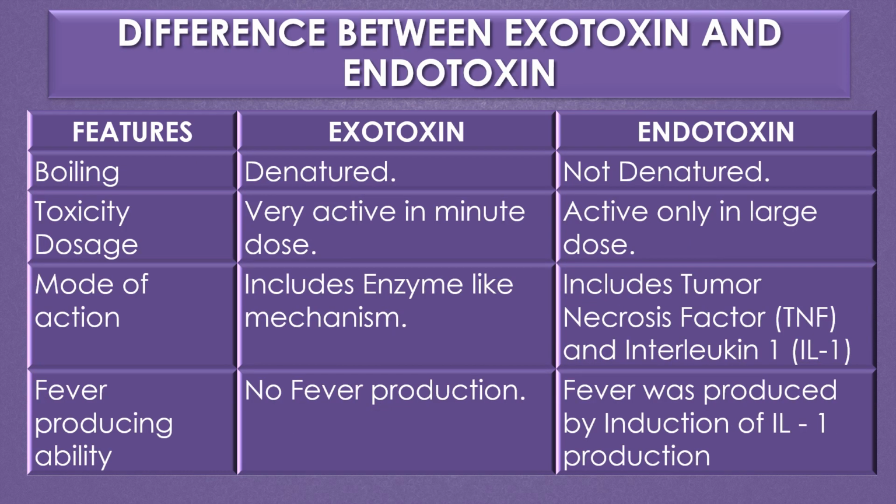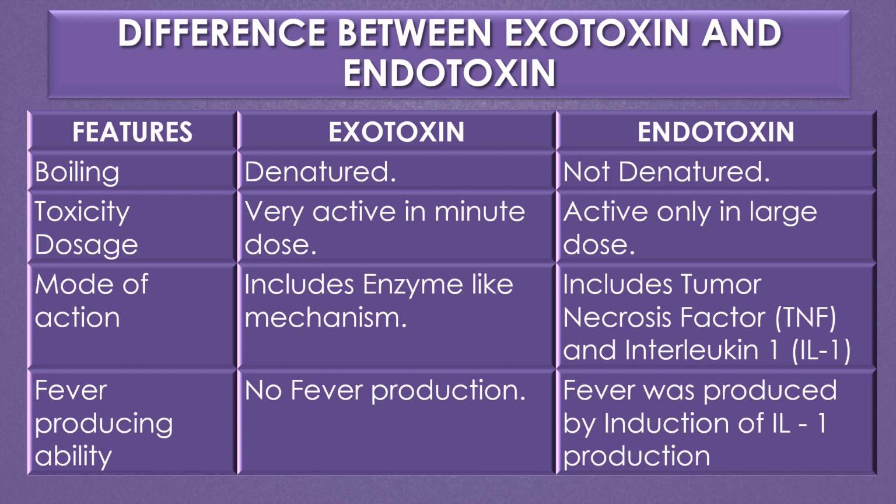And next, boiling. Exotoxins are denatured on boiling, but endotoxins are not denatured on boiling. Regarding the toxicity dosage, exotoxins are very active in minute dosage. They are highly toxic, fatal in microgram quantities. But endotoxins are active only in large dosage. Endotoxins are moderately toxic, fatal in microgram quantities.